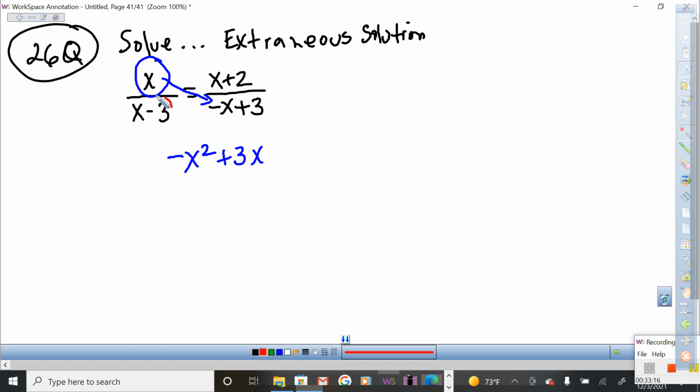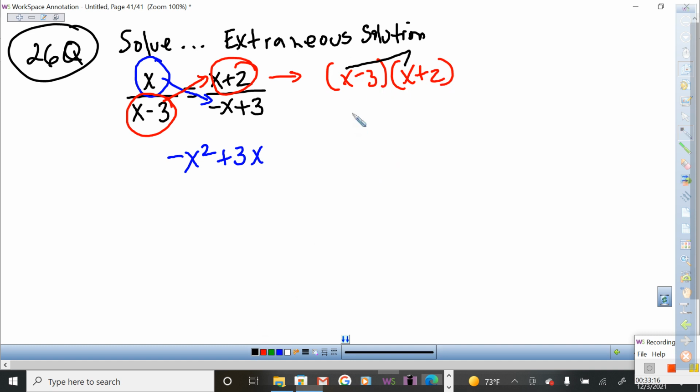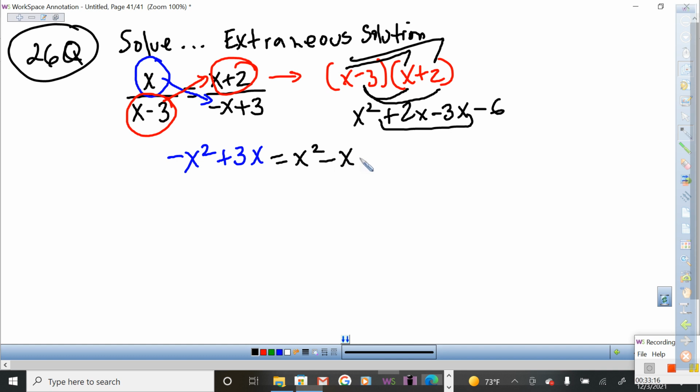So, now we take this one, cross multiply times this one. I'm going to show that over here on the side so that we don't get confused. I'm going to write it out, x minus 3 and x plus 2, and we distribute. Here we go. x times x is x squared, x times 2, that's 2x. Negative 3 times x, that's negative 3x. And negative 3 times 2, that's negative 6. Now I can combine these, so that we're left with x squared minus x minus 6.